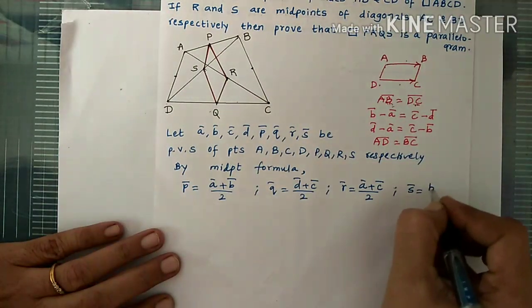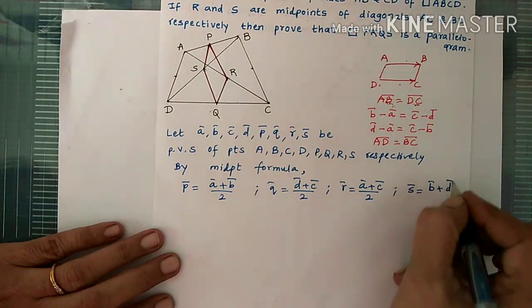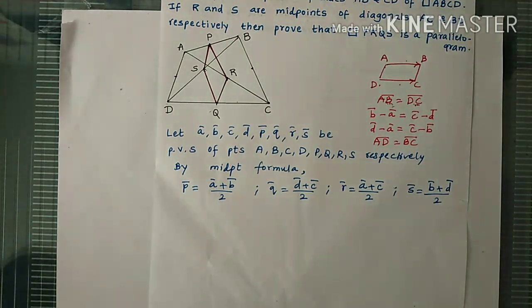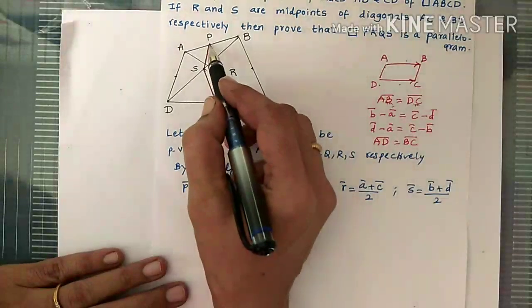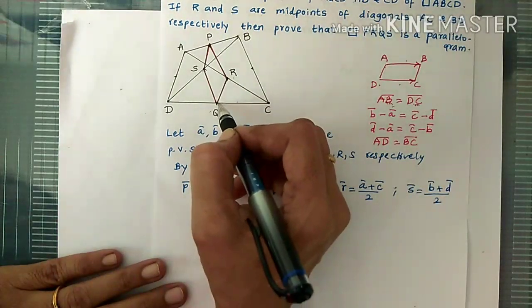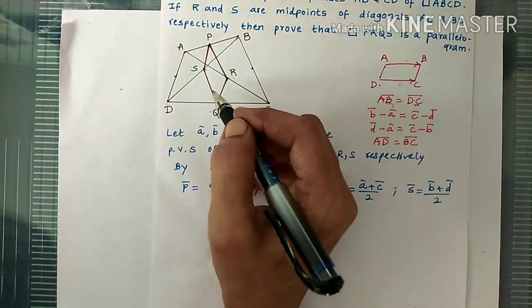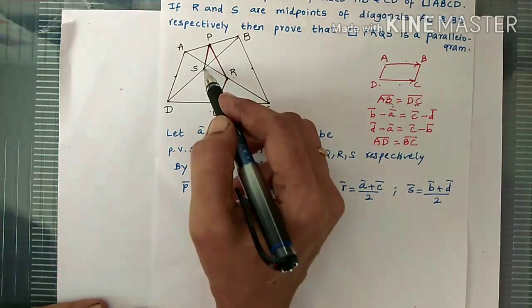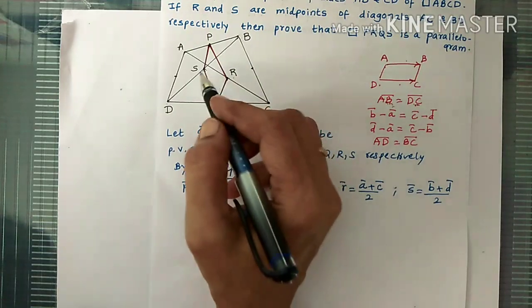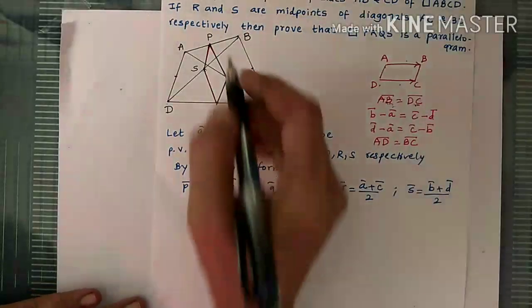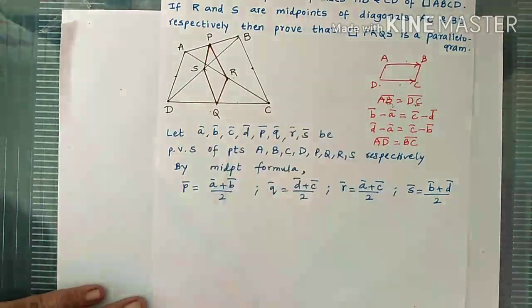So S bar is equal to B bar plus D bar upon 2. Okay. So what we have to prove is PR bar is equal to SQ bar. So I am considering this pair of opposite sides. You can take any pair of opposite sides. You can take PS bar is equal to RQ bar or SP bar is equal to QR bar. So any pair will do. So let's consider PR bar and SQ bar.